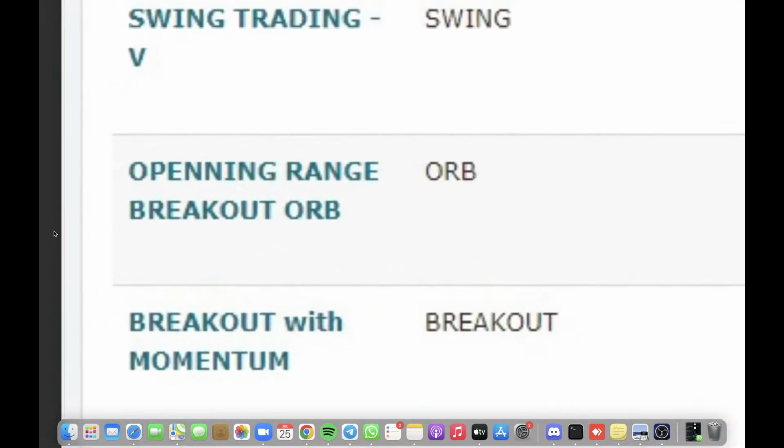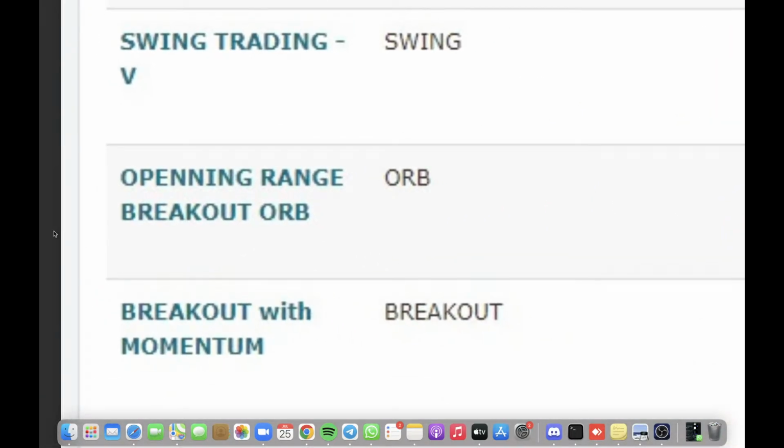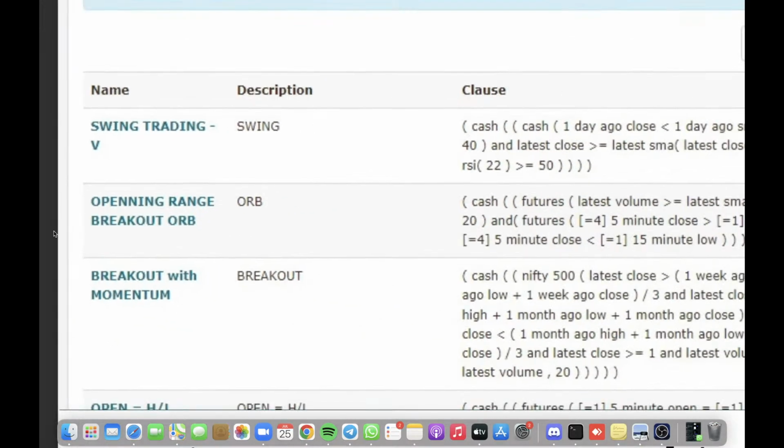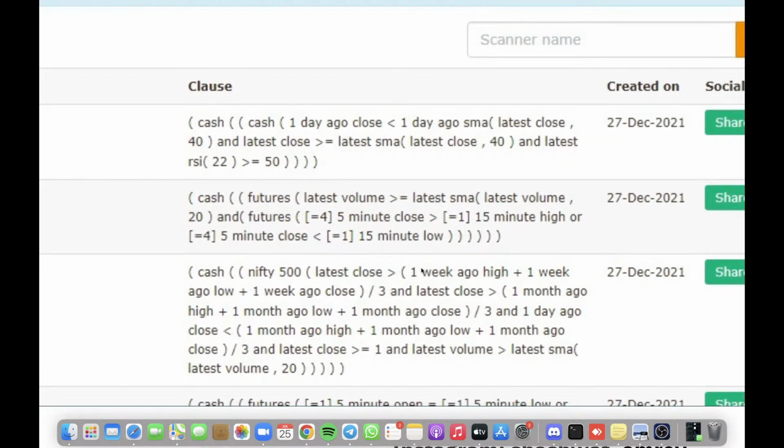These are known as opening range breakout, momentum with breakout, swing trading, and all the scanners. So if you want to learn this, this is available in the advanced course, not in the basics course, because this takes some time to teach you.